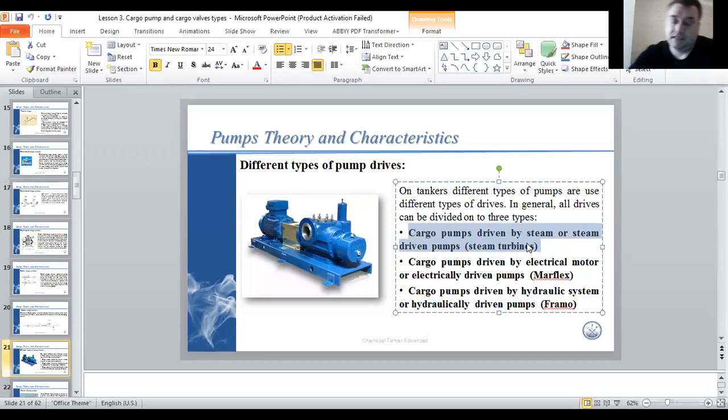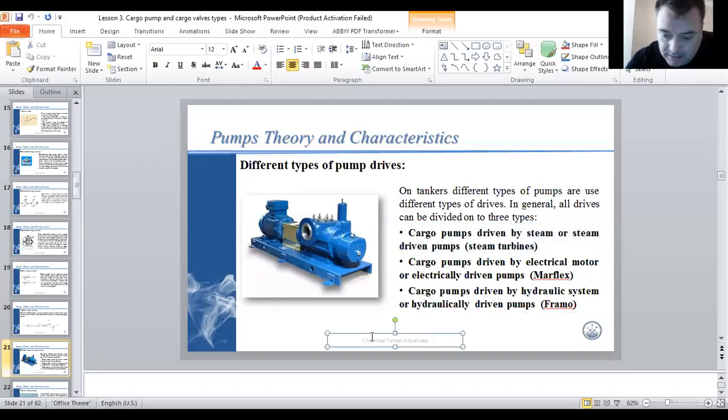from the tanks. This one is usually used on the liner vessel, traditional ships. So they have a cargo pump with a steam turbine and so on. Let me see the next slide.